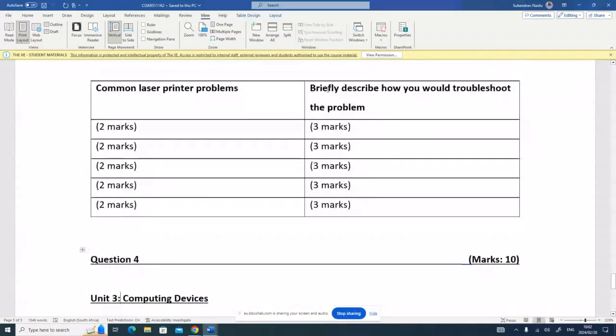Next, we're going to be discussing your summative assessment or assignment 3 for computer architecture.